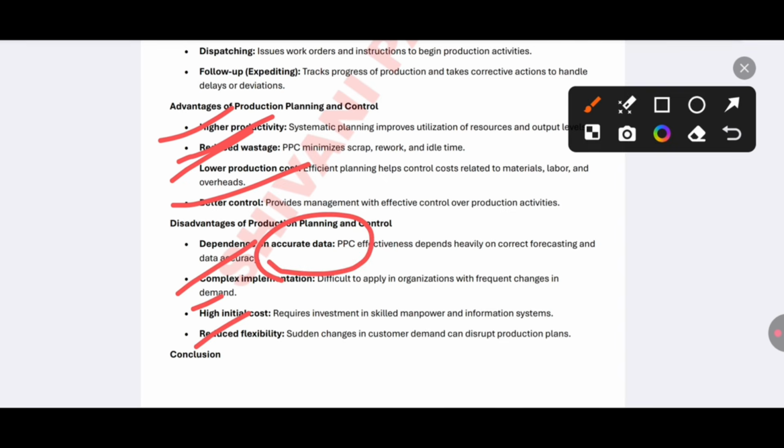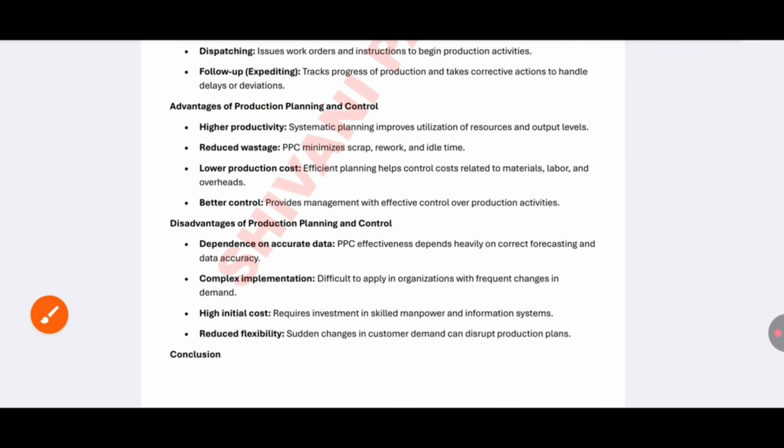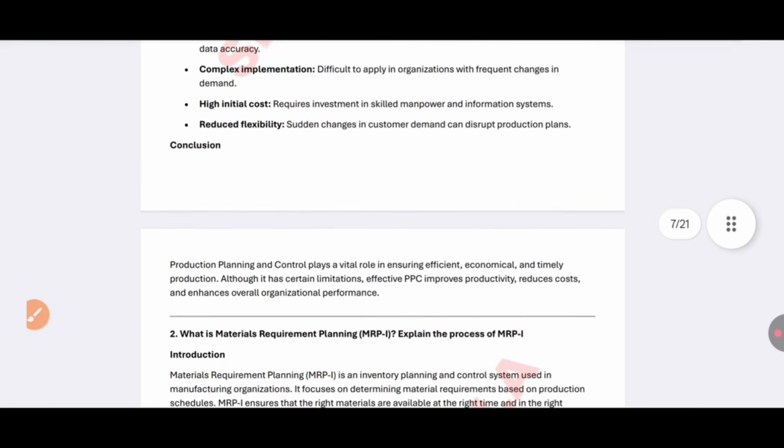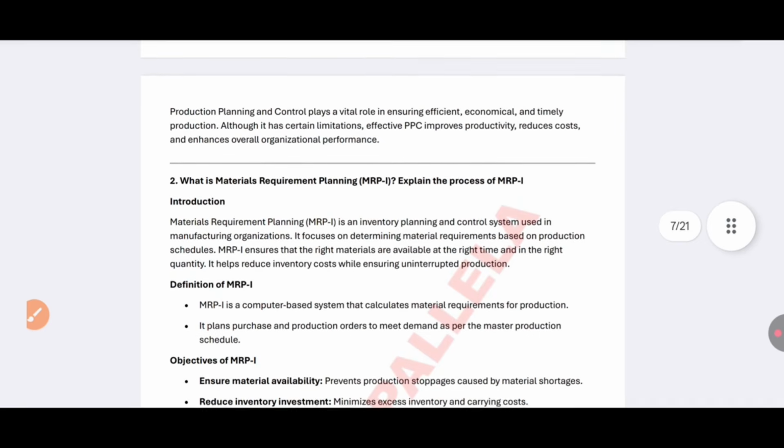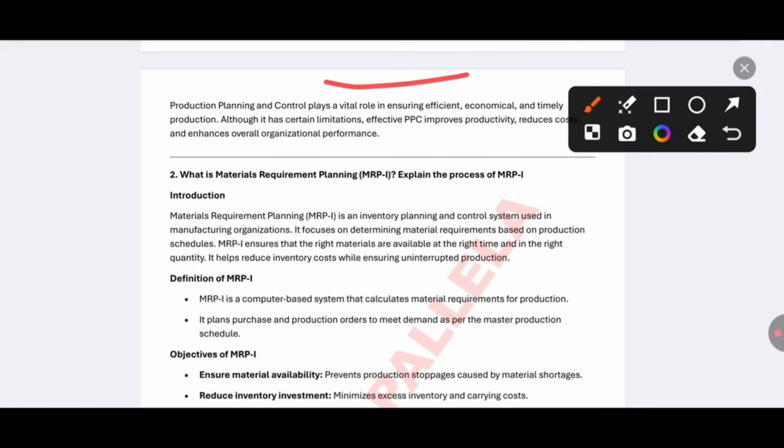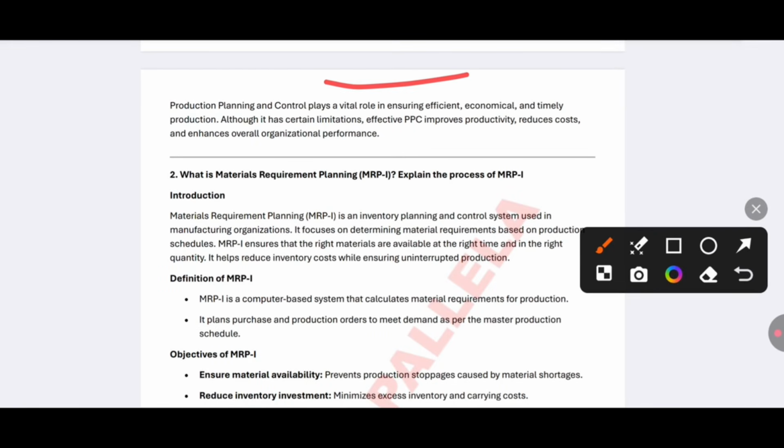It depends on accurate data, meaning correct data. If data is wrong, forecasting will also be wrong, that means the prediction will also be wrong. So these are the advantages and disadvantages. Therefore production planning and control plays a vital and significant role to understand the organization, to increase productivity, to reduce expenses, and to enhance the organization's overall performance. This production planning and control will be useful.